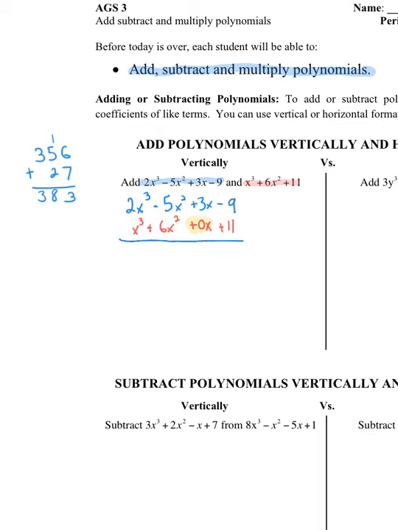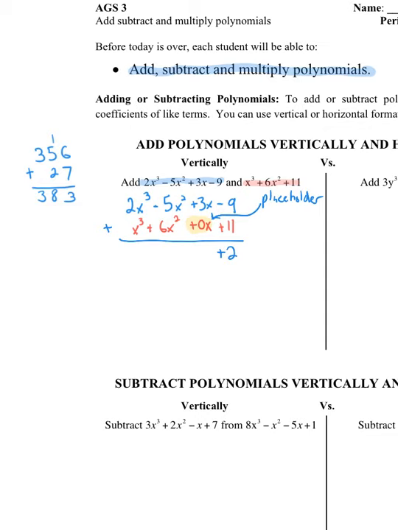I'm going to do that because this is basically a placeholder. When I'm adding these things, it's just like if I had 306, the 0 would be a placeholder. So that's exactly what I'm going to be doing here too. And I just line them up vertically, so notice my x cubes are above my other x cubes. And then on the left side, I have -9 and positive 11. Those added together gives me a positive 2.